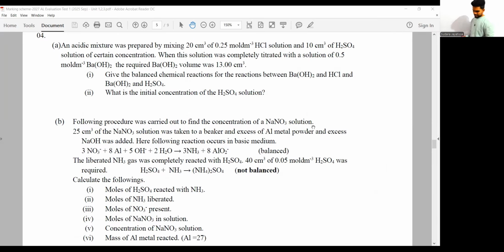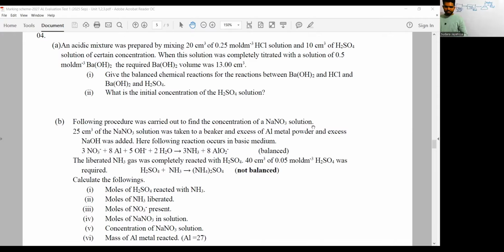First of all, let's put a diagram. H2SO4 of a certain concentration, we don't know the concentration. And after mixing, you get an acidic solution. The acid mixture contains 30 cubic centimeters. Then it says when the solution is titrated with 0.5 barium hydroxide. Now you are titrating that same whole solution with barium hydroxide. The barium hydroxide concentration is 0.5. It says 13 cubic centimeters of 0.5 barium hydroxide is spent.